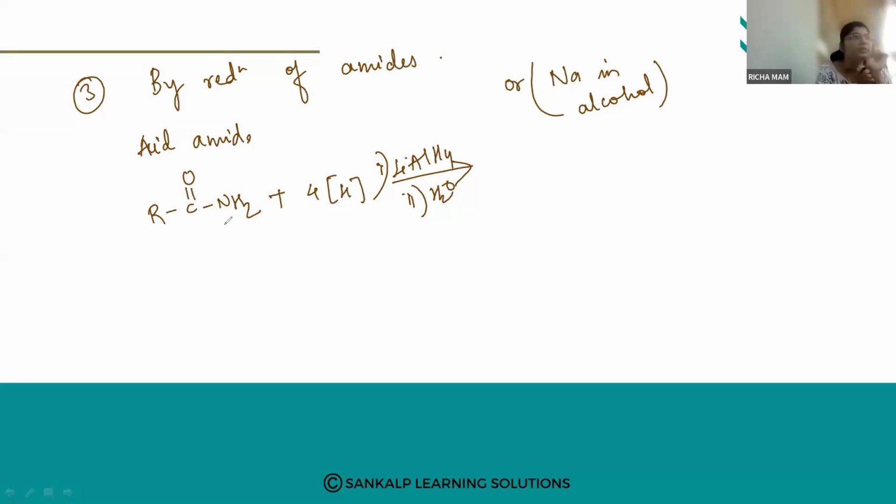So let us see. Amide is there, this is an acid amide. With the acid amide, we are going to do reduction. How are we going to do the reduction?